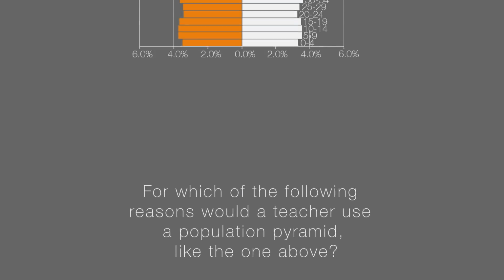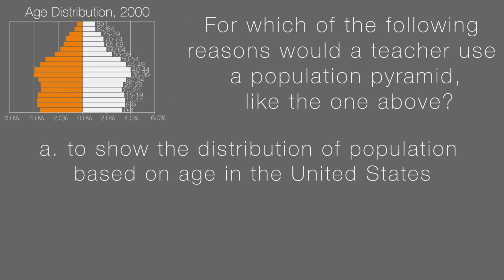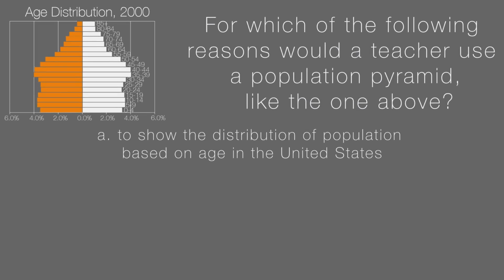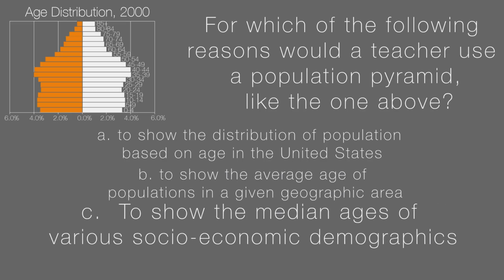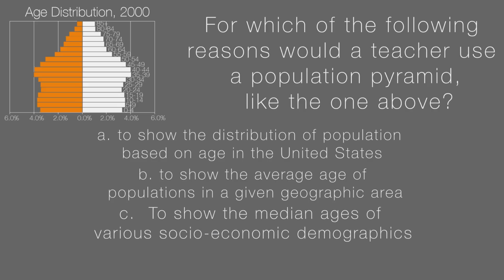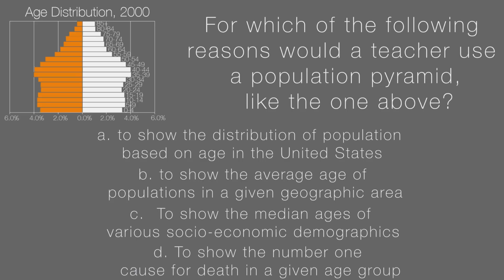For which of the following reasons would a teacher use a population pyramid like the one above? To show the distribution of population based on age in the United States, to show the average age of populations in a given geographic area, to show the median ages of various socioeconomic demographics, to show the number one cause of death for a given age group. The correct answer is A.